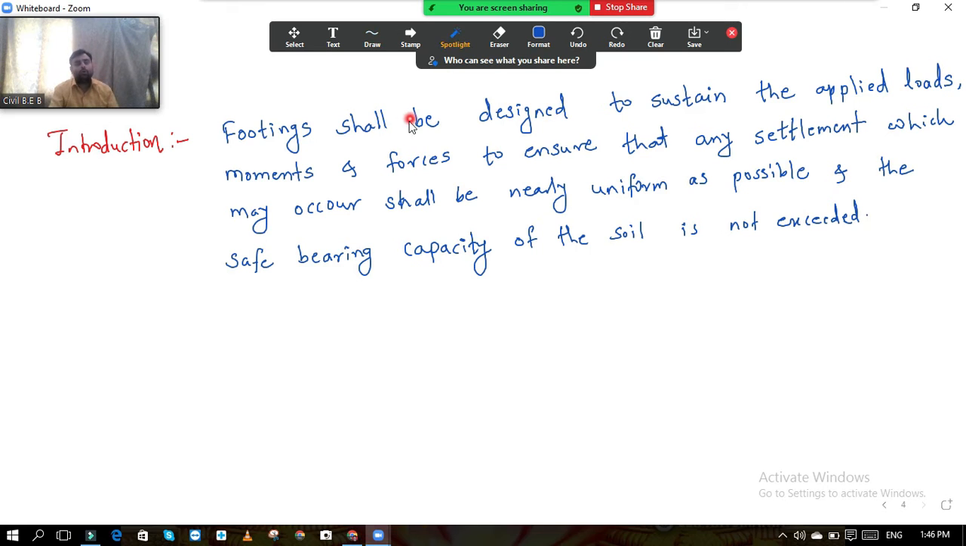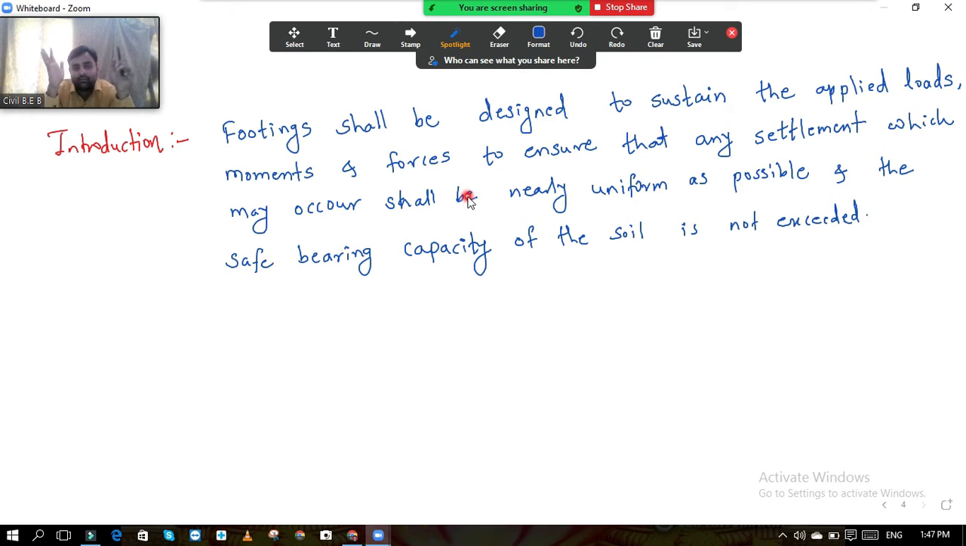Okay. So now what they have said in the introduction of the footing. I have already elaborated what a footing is. Now see what this says. Footings shall be designed to sustain the applied loads, moments and forces. So whatever the applied loads are: loads from the column, upward pressure from the soil, and the bending moments generated on that footing due to an eccentrically placed column or something similar. So the footing will try to ensure that there will be even settlement.